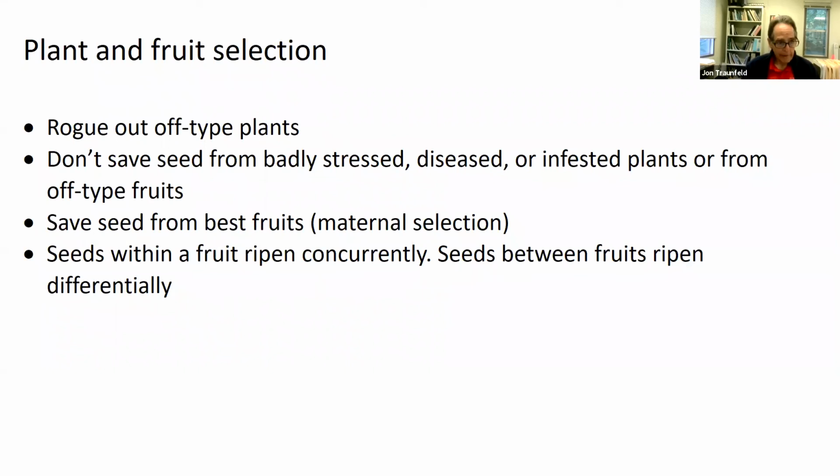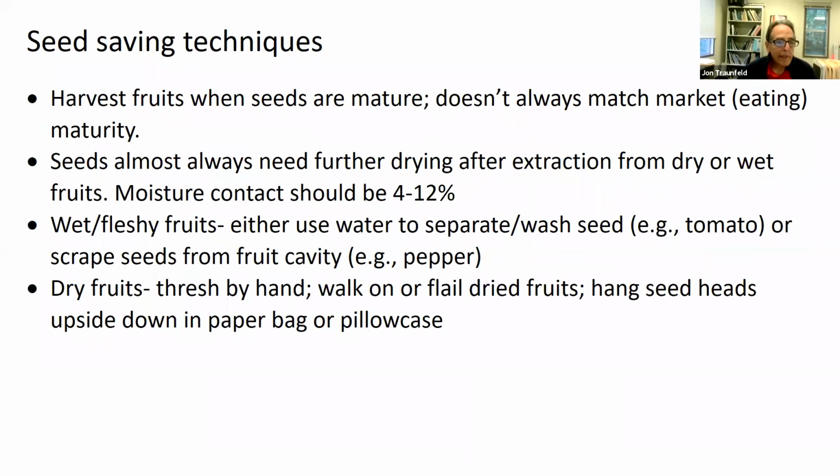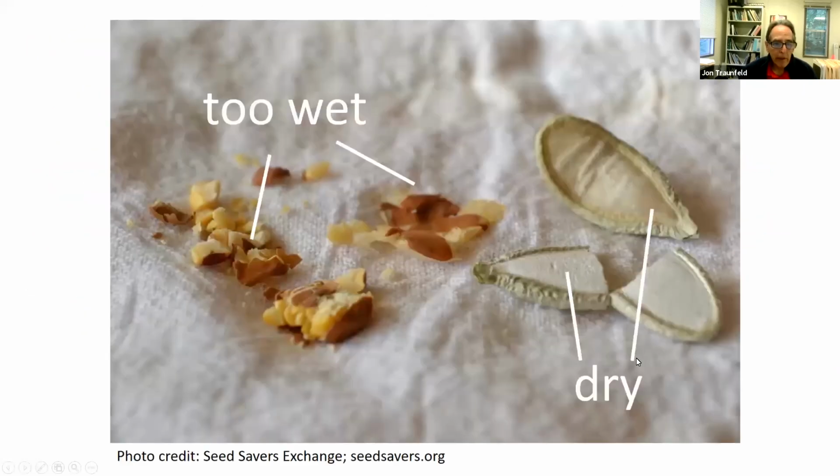So moving on, plant and fruit selection. I mentioned roguing out off-type plants and not saving seed from plants that look like they're in distress. Saving seed from the best fruits, and knowing that seeds actually will ripen pretty much at the same time within a fruit. But of course, between fruits, there will be a difference. So when you're seed saving, just be aware of that. And then some seed saving techniques, and we'll talk more about these in the second part of the talk today.